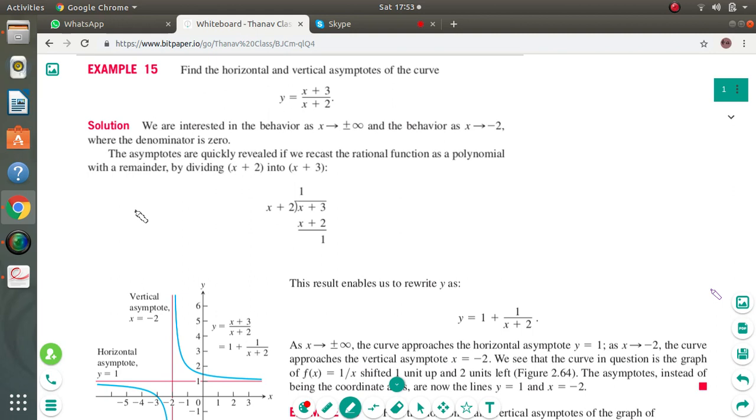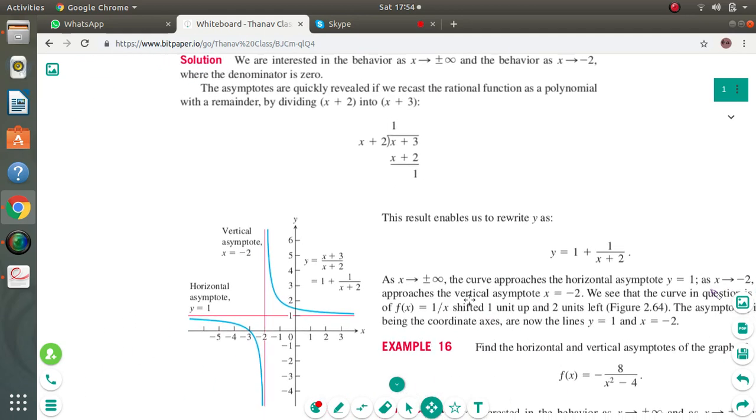Well, we are interested in the behavior as x tends to infinity because that's where you get the horizontal asymptote, right? Why do you have to make the denominator 0? How does that help you? No. Let me tell you how to find the horizontal vertical asymptote here. Very simple method. Let me give you the concept here. So here we have y equal to x plus 3 by x by 2.